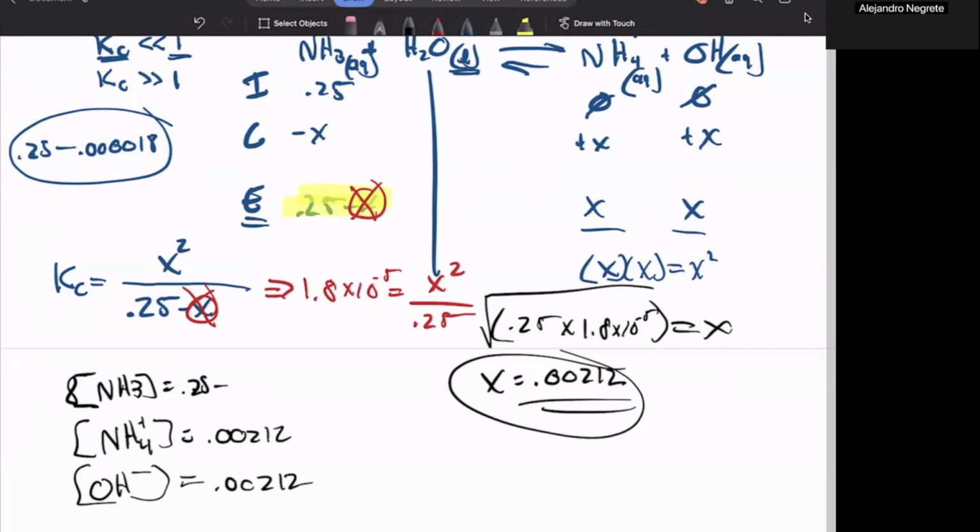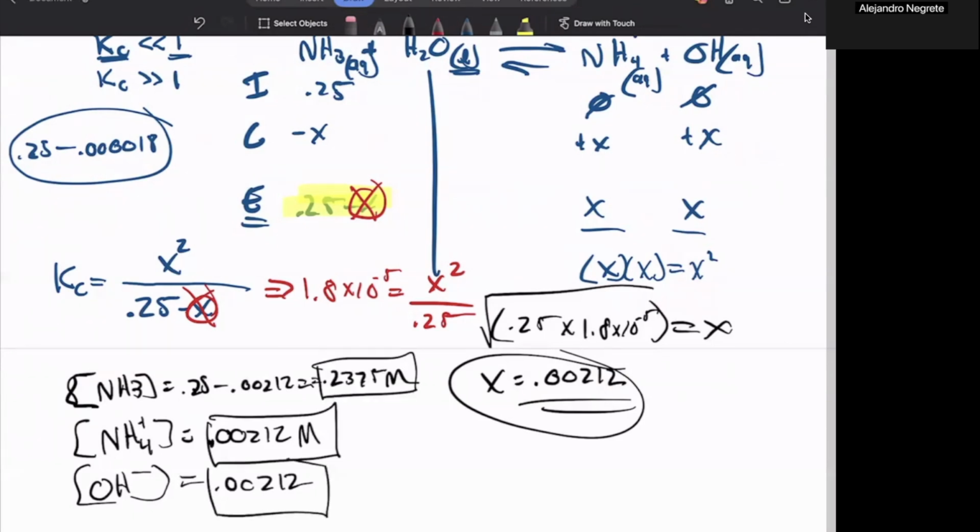0.25 minus 0.00212, and I think this is like 0.2375. So here are all the concentrations. So just something nice that we can do when K sub C is either a lot greater than one or a lot less than one, is we can simply ignore that x so that we don't have to get into the quadratic formula.